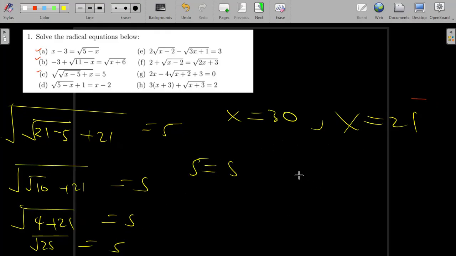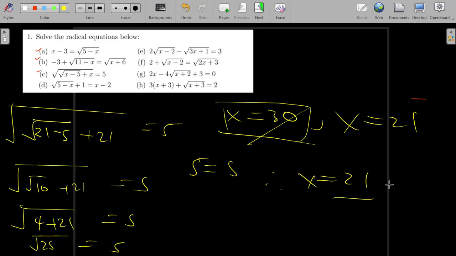So the solution is x equal to what? To 21. This here, x equal to 30, is an extraneous solution. So we discard it and we conclude, therefore, x will be equal to 21. So that's how you find this, and this is how you work it out. You can do the rest for yourself, and I'll see you in the next video.